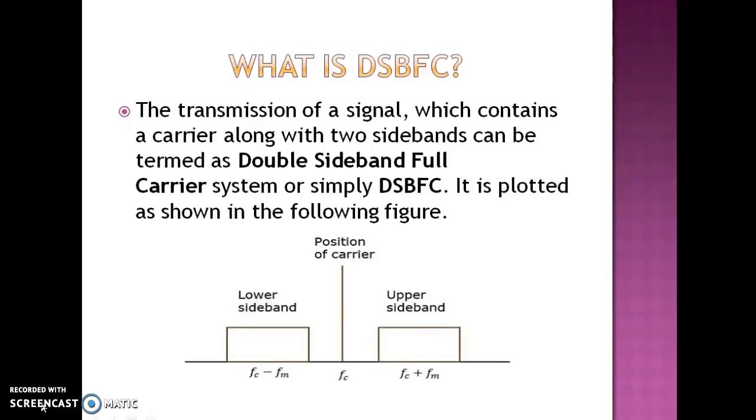So let's see what is DSB-FC. Transmission of a signal which contains a carrier along with two sidebands can be termed as a double sideband full carrier system, or simply DSB-FC. Its plot is given in the figure, that it contains a carrier and two sidebands.